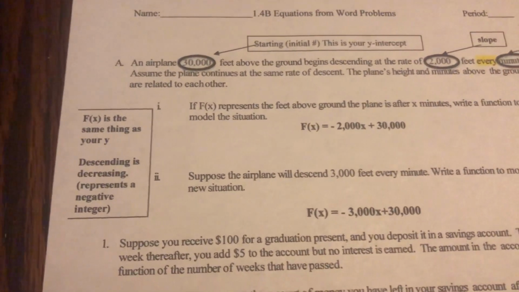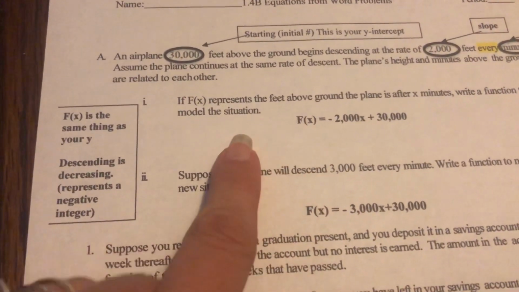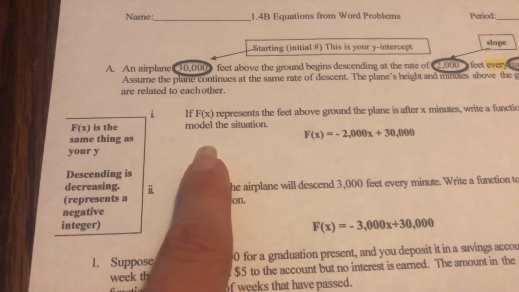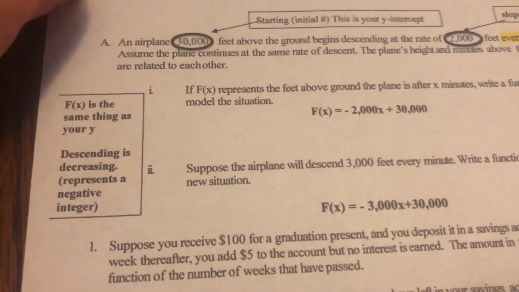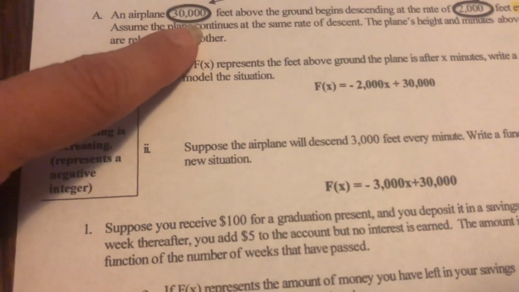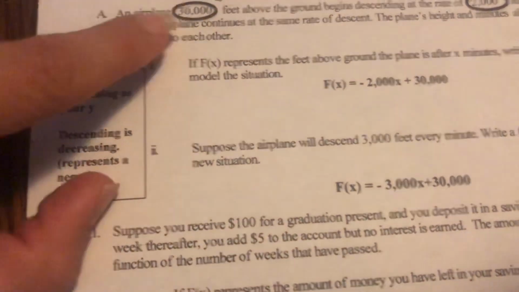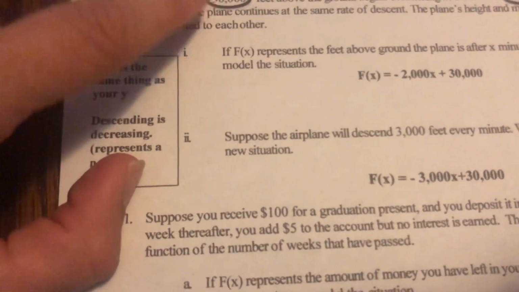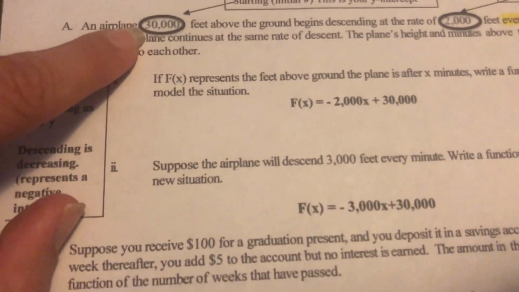So the very first one says, if f of x represents the feet above ground the plane is after x minutes, write a function to model the situation. Okay, so let's break this problem apart. This is saying that an airplane is 30,000 feet above the ground when it begins. That tells you right here that this is your starting number, our initial number. This is our y-intercept when we write our function.